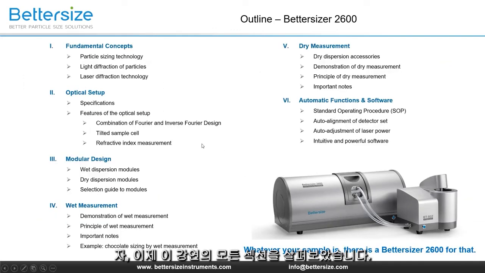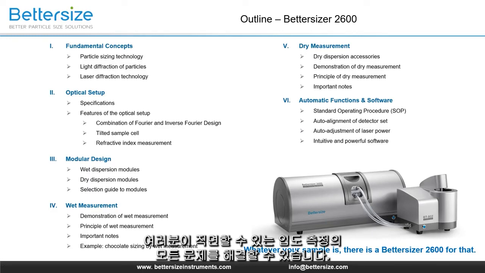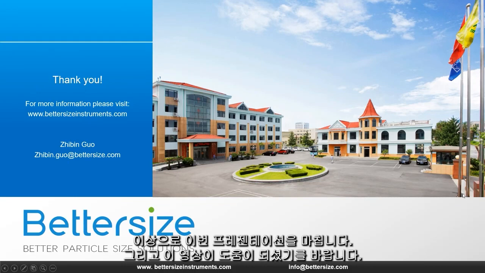Okay, we just walked through all the sections in this talk: fundamental concepts, optical system, modular design, wet and dry measurement, and at last, automatic functions and software. Thanks to the powerful hardware and software, the Bettersizer 2600 is able to navigate all the challenges of particle size measurements you may meet. This is the end of this presentation, and I hope you found this video helpful.